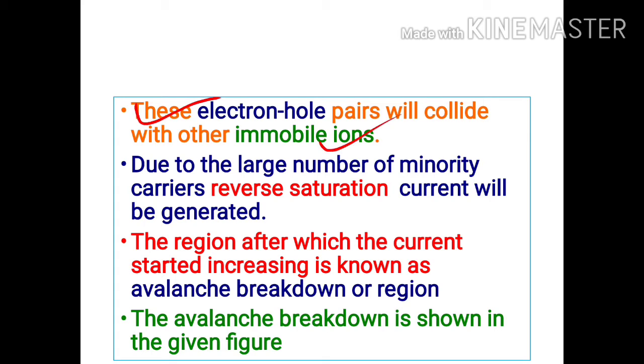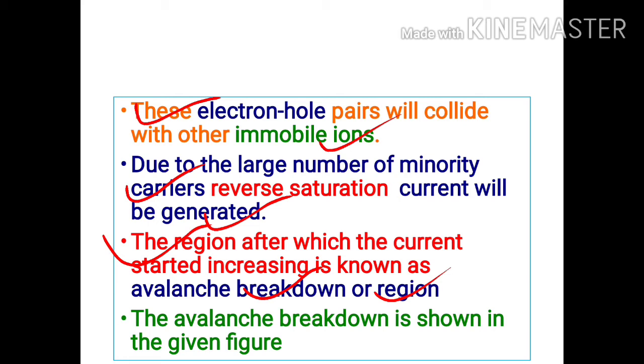So due to the large number of minority charge carriers, the reverse saturation current will be generated. So the reverse saturation current is going to increase due to the large number of minority charge carriers. The region after which the current started increasing is known as avalanche breakdown or avalanche region. After a certain voltage, the current is going to sharply increase. So that particular region will be known as avalanche breakdown or avalanche region.